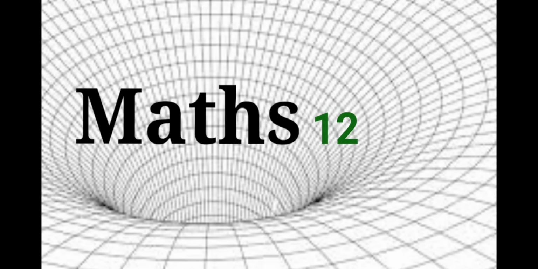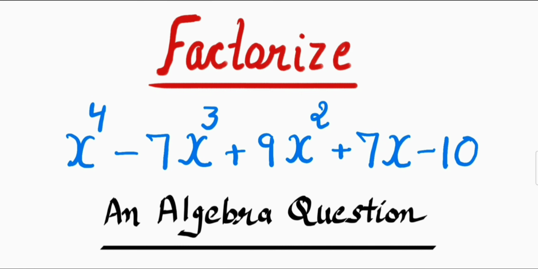Welcome to Maths 123. In this question we have to find the factors of this polynomial x raised to power 4 minus x raised to power 3 plus 9 times x square plus 7x minus 10. So let's see how we find the factors of this polynomial.